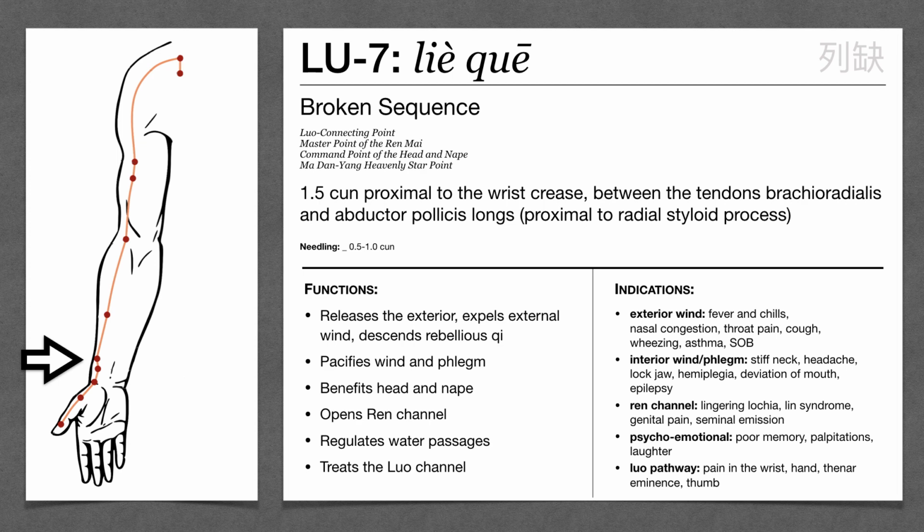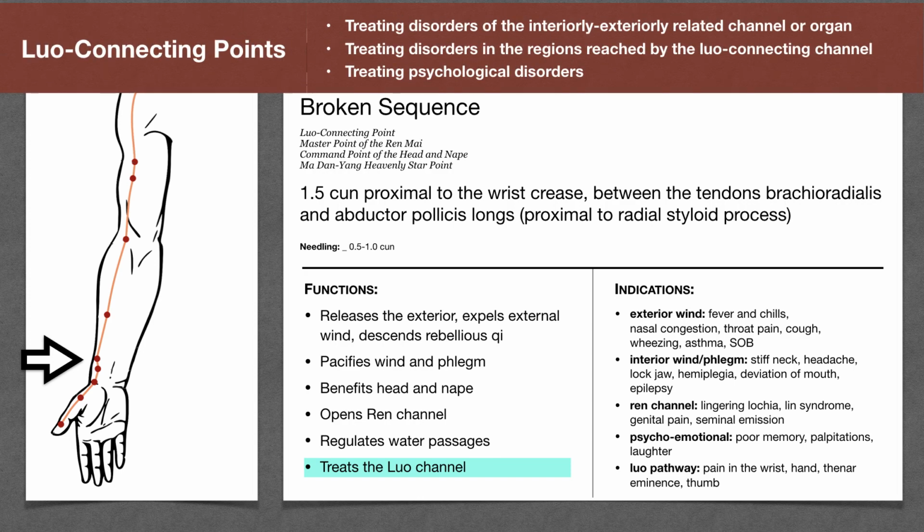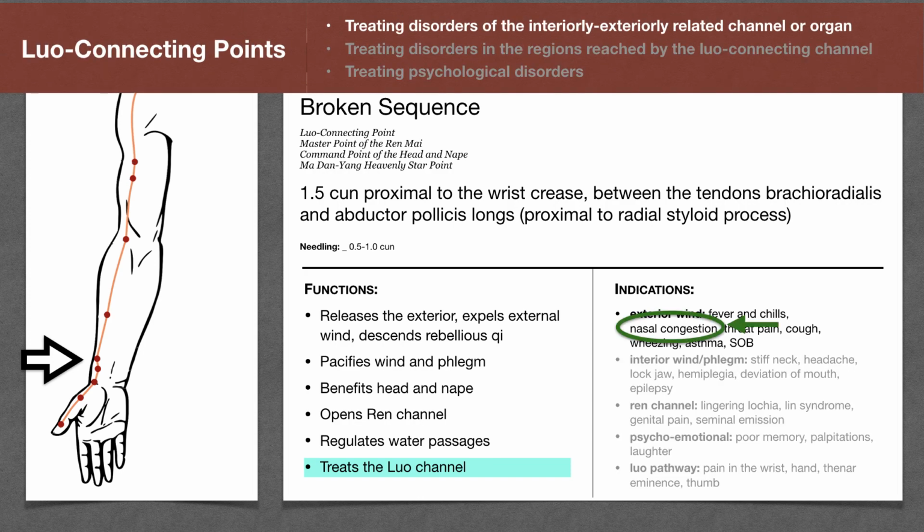Lung 7 is also the Luo connecting point, giving this point some very important features. Remember the functions of the Luo connecting points. Number 1, they treat disorders of the yin-yang paired channel. So here we see lung 7 treating nasal congestion. Remember, the lung channel itself doesn't go up to the nose, it only goes as high as the throat. But its yin-yang pair, the large intestine channel, does go up to the nose. So that's why lung 7, the Luo point, is able to treat nasal congestion.